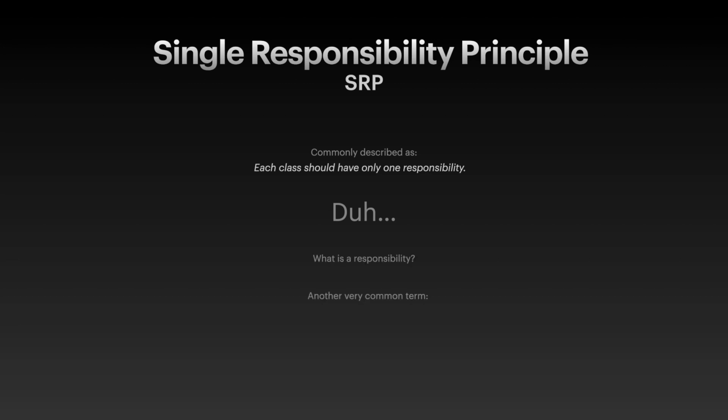Each class should have only one reason to change. Well, maybe we're getting somewhere now, but we stumble upon the same problem. What is a reason to change? What constitutes a change? Is refactoring a change? Is a bug fix a change? It becomes apparent that we need a better way to gain intuition on what the SRP really is.